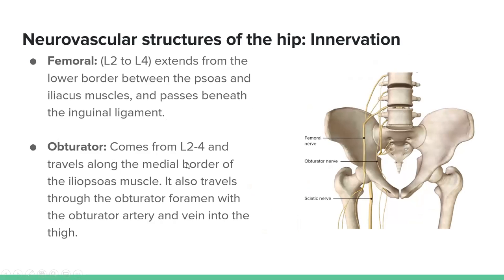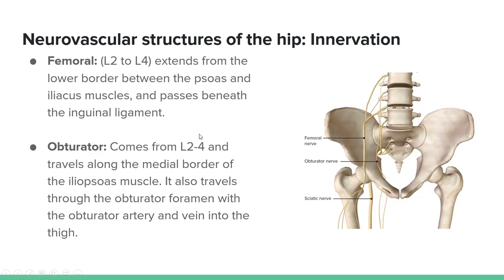Okay, so now we're gonna go over the neurovascular structures, starting with the hip, the innervation. So first we have the femoral, as you can see right here at the top, femoral nerve. The exact location would be L2 to L4 in terms of the spine. It extends from the lower border between the psoas and the iliac muscles, and then it goes passing beneath the inguinal ligament.